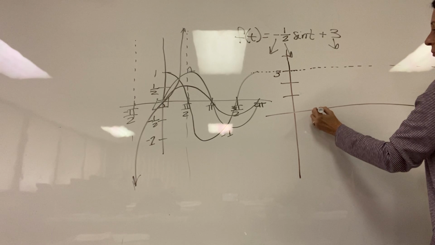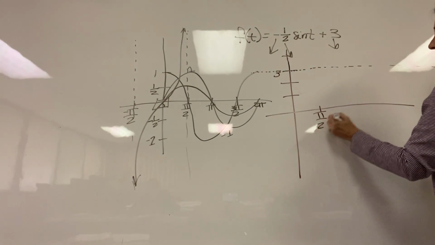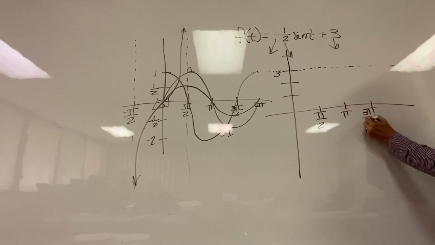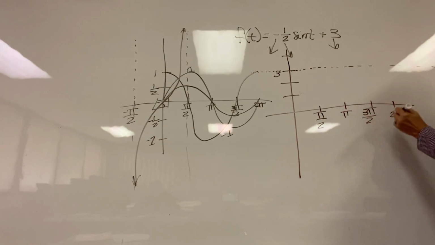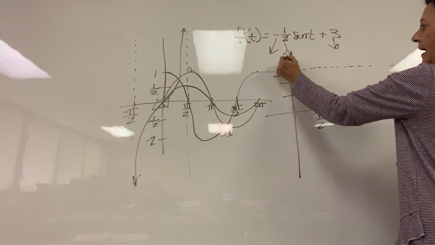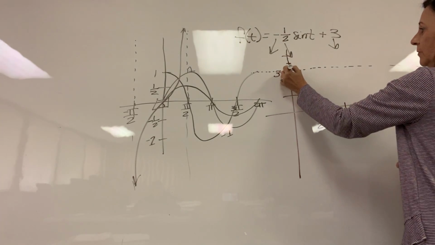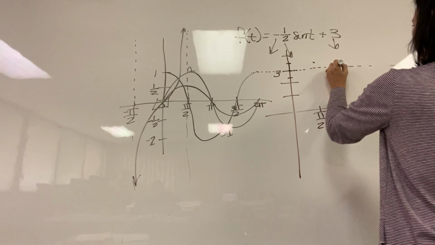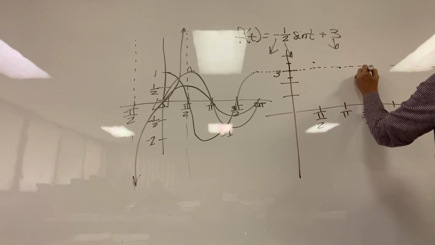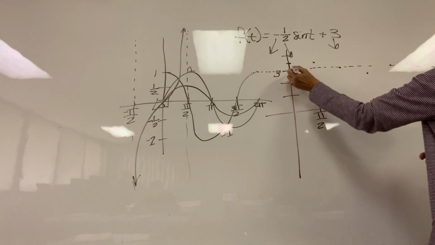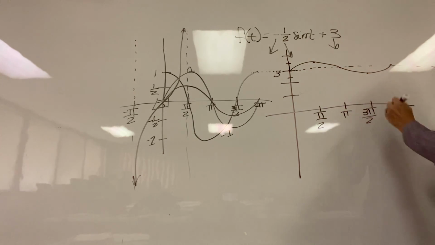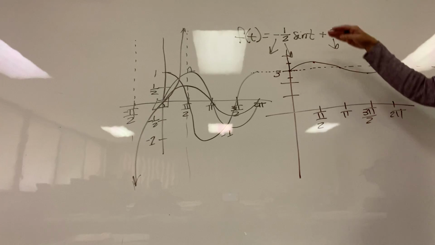Remember, I have my 4 key points: pi over 2, pi, 3 pi over 2, and 2 pi. And I'm going up a half and down a half. So it would be here, here, here, here, and back to 0. So it's the skinnier curve that's been vertically shifted up.